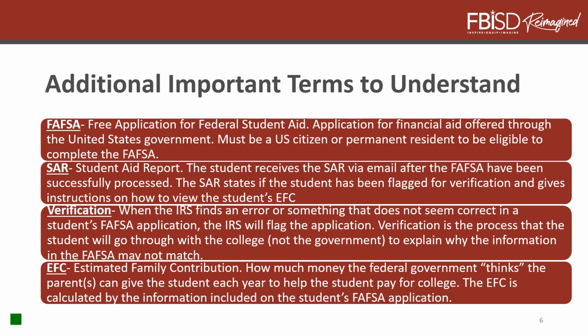In order to complete the FAFSA application, the student must be a U.S. citizen or a legal permanent resident of the United States of America. A parent's citizenship or permanent residency does not affect a student's ability to complete the FAFSA application. All students who are U.S. citizens or permanent residents are eligible to complete the FAFSA application. Eligibility to complete the FAFSA and qualifications to receive grants or loans are two completely separate things.